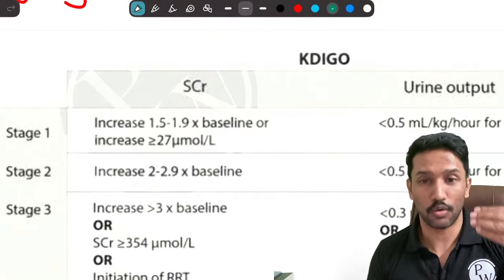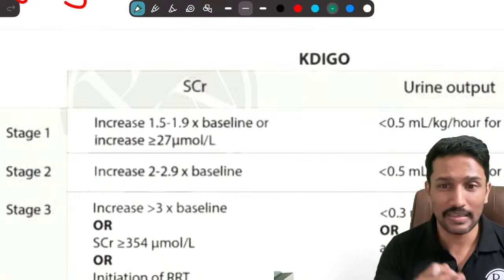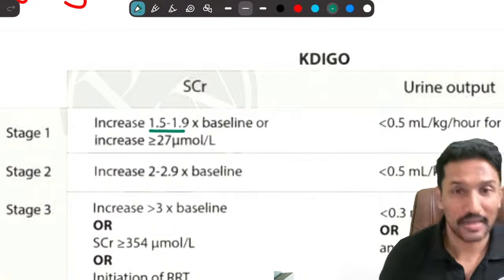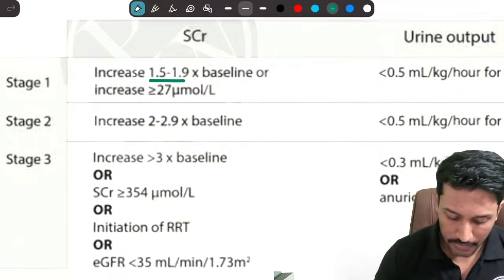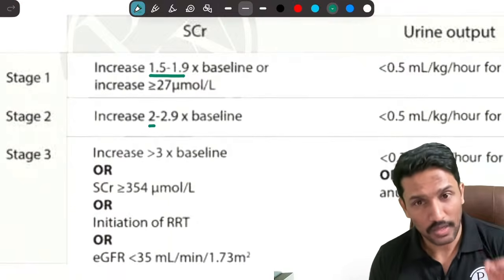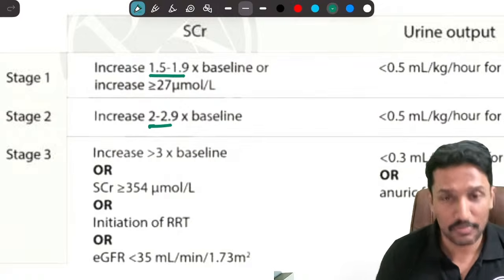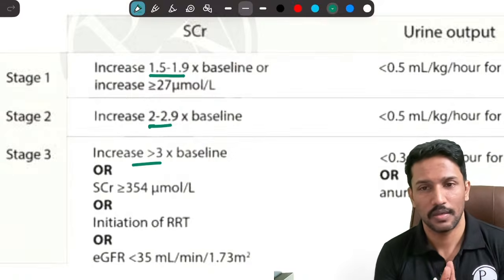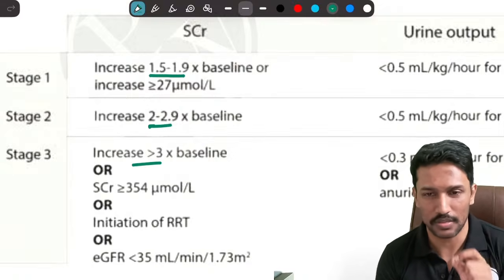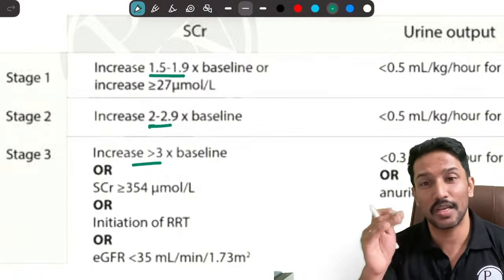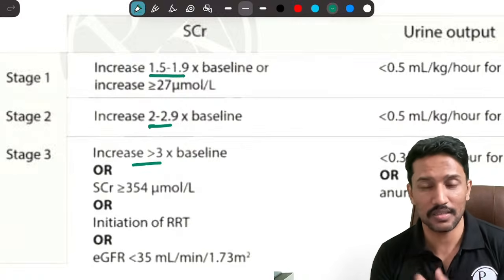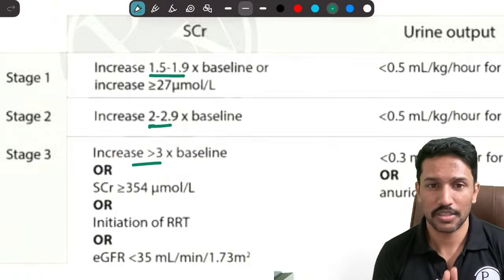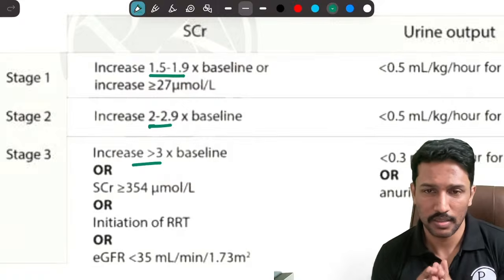If creatinine is increased more than 1.5 times, but it is still less than 2 times the baseline, then it is stage 1. Means 1.5 to 1.9 times the baseline is stage 1. But if it is 2 times or higher, up to 2.9 times the baseline, we will call it stage 2. And if it becomes 3x, like let us say the initial creatinine value of this individual was 1 milligram, but now it is 3.2. How many times has it increased? 3.2 times. It is more than 3x. Then it will be called stage 3.